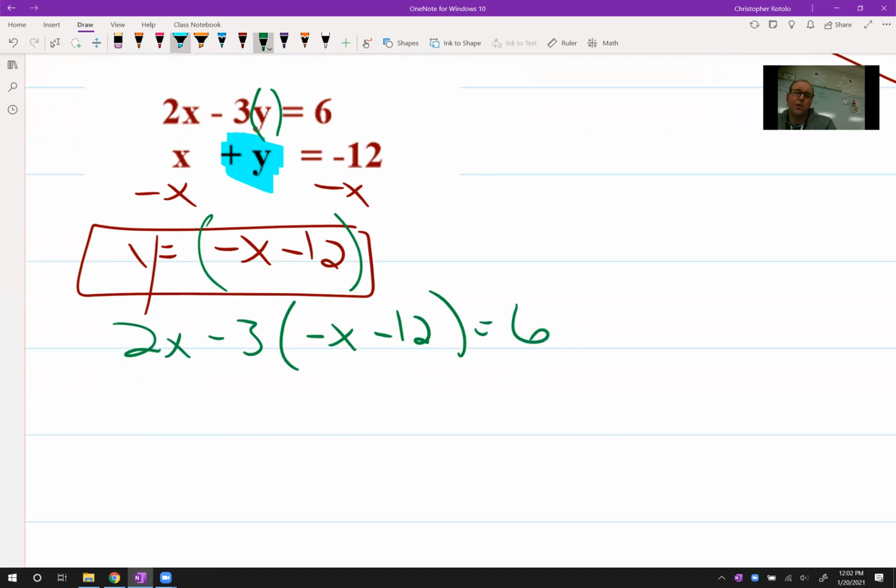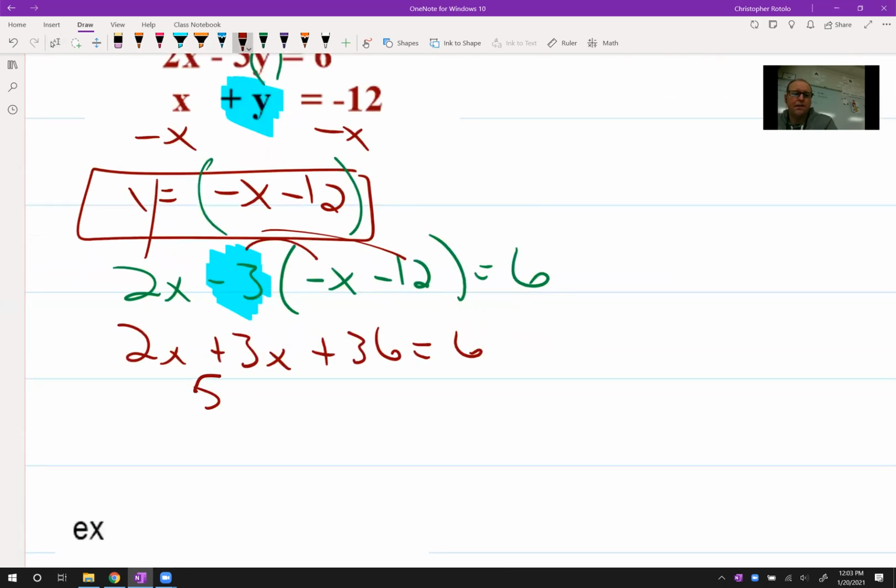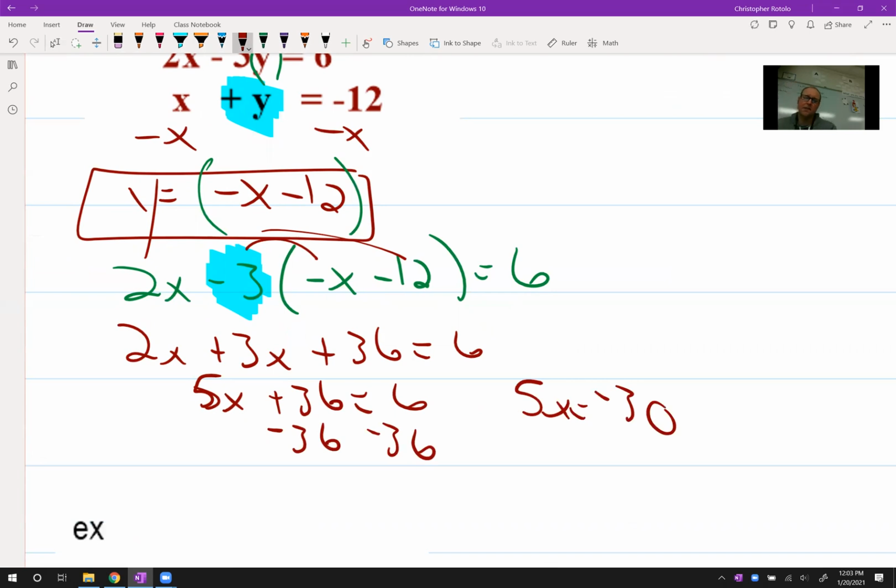I'm going to grab my highlighter one more time because I care about you guys, and I'll make sure you distribute negative 3. So here it's going to go 2x plus 3x. What do we got? Plus 36 equals 6. I can do this. 5x plus 36 equals 6. So let's get rid of the 36. There it goes. And there it goes. All right, let's get rid of the 5. It's being multiplied, so I'm going to divide by 5. So x turns out to be -6.